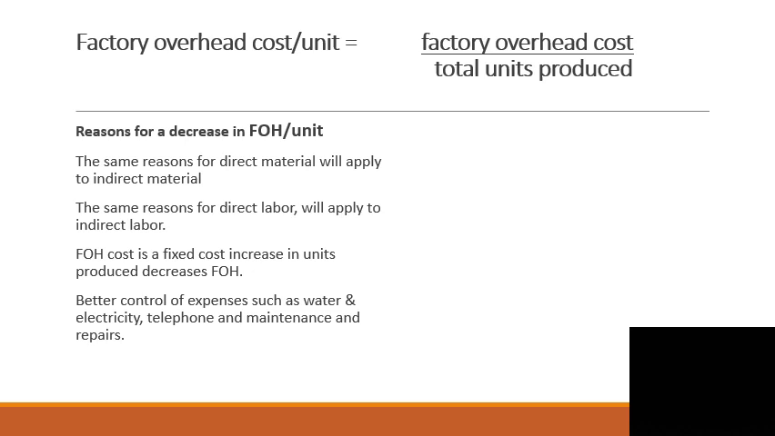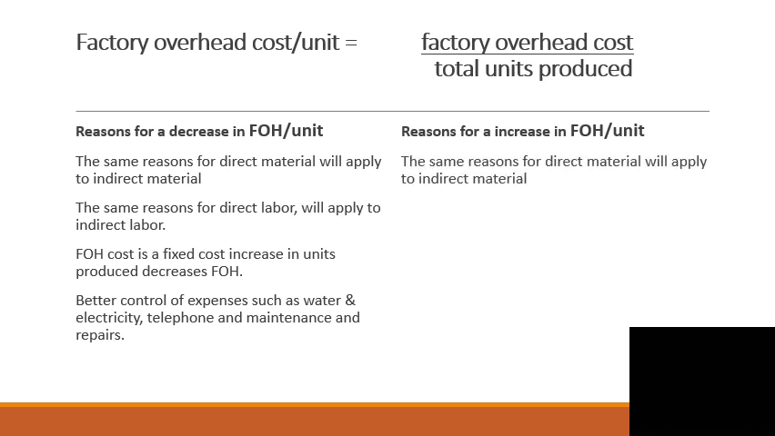Better control of expenses such as water and electricity, telephone and maintenance and repairs. If machinery is maintained regularly, it won't cost us, but if you skip maintenance days, then when you want to fix it after a breakdown, it becomes more costly. Telephone has to be monitored to reduce personal use by employees. So if there's better control of these expenses, fixed overhead costs will improve.